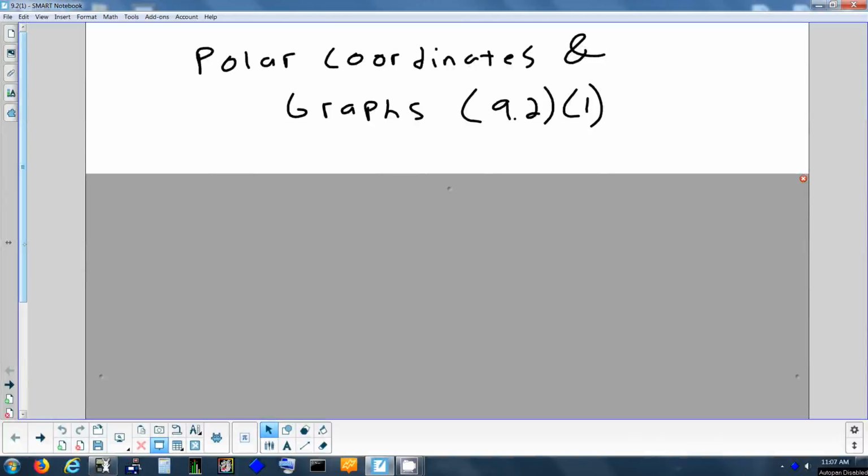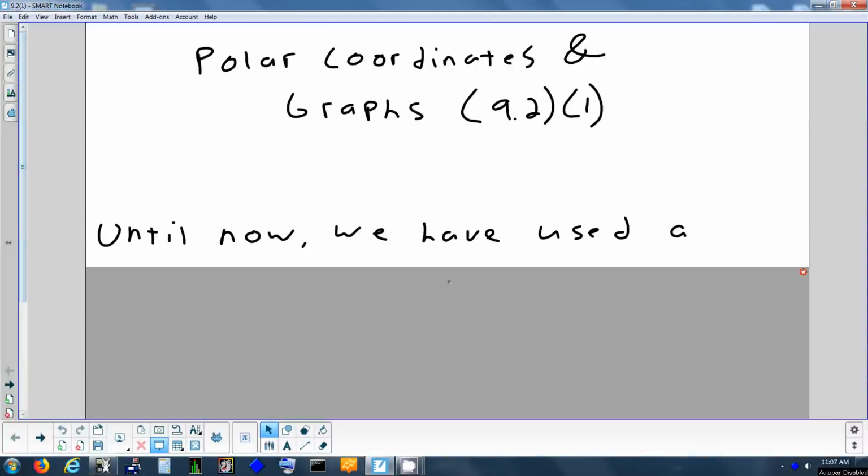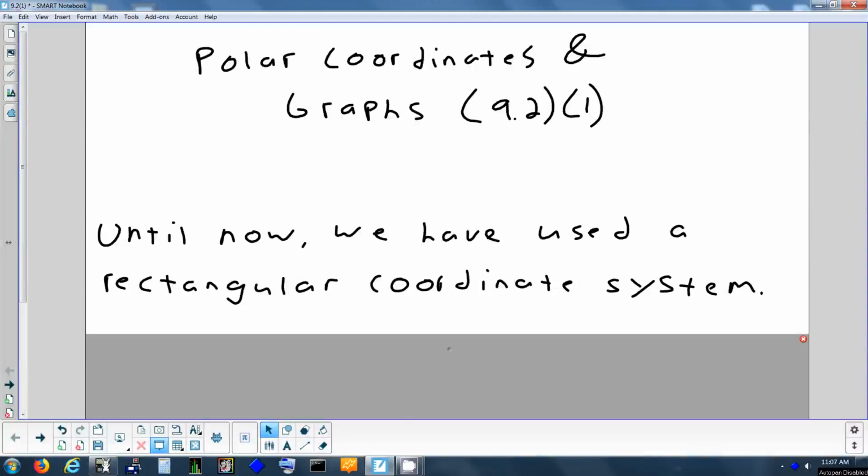All right, so we're going to take a look at section 9.2. That's maybe the section we look at for the next couple days. And in 9.2, we're going to learn another mode for graphing. As far as parametric goes, I've pretty much shown you everything I'm going to.